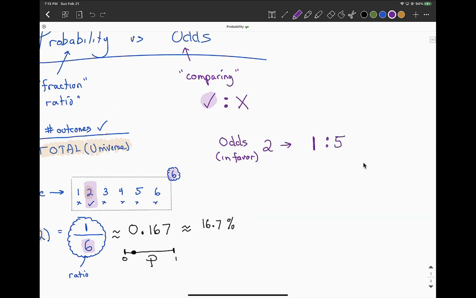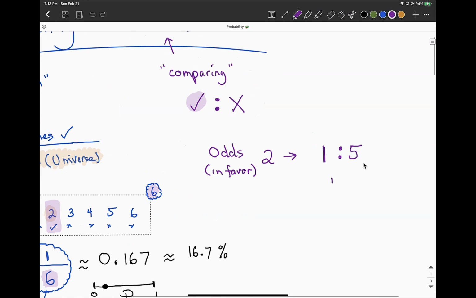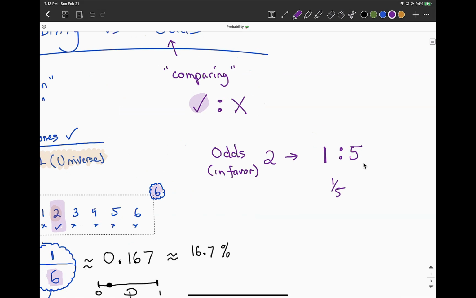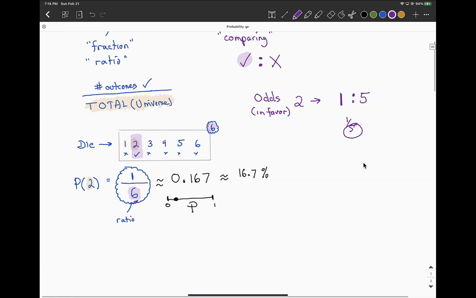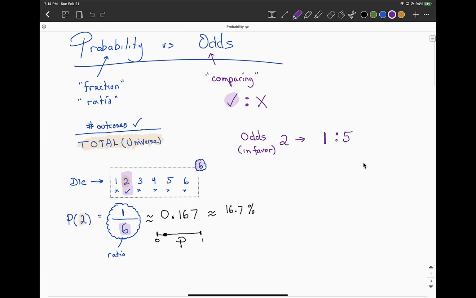Now, this is not really a percentage. It's not used as 1 divided by 5 because 5 is not the total. 6 is the total. 1 to 5 adds up to 6 as it represents all 6 outcomes, but it is a breakdown of what we would want versus what we would not want.